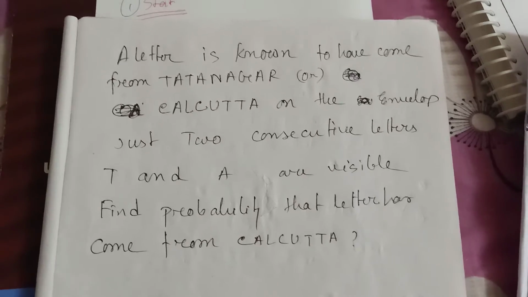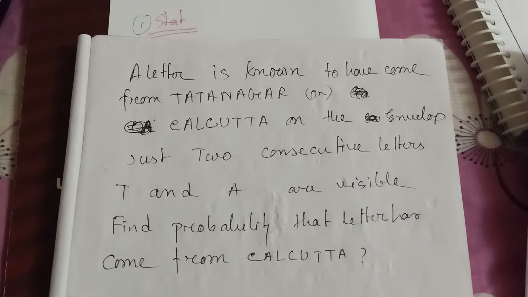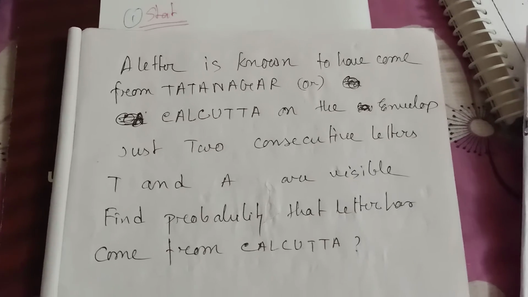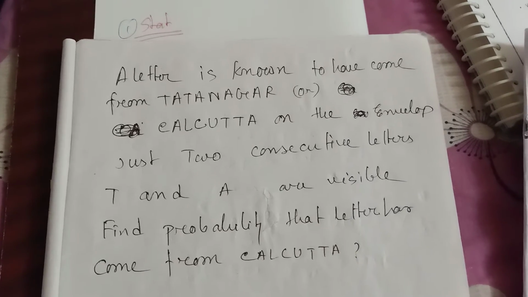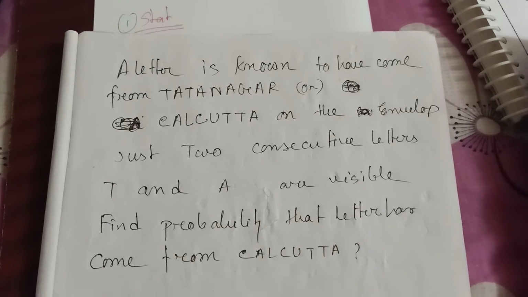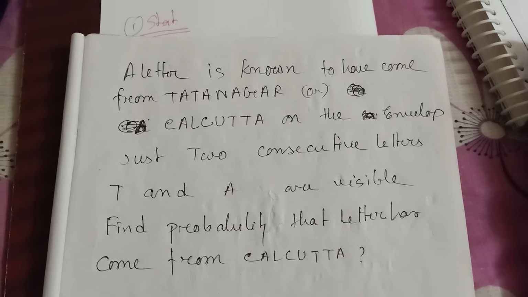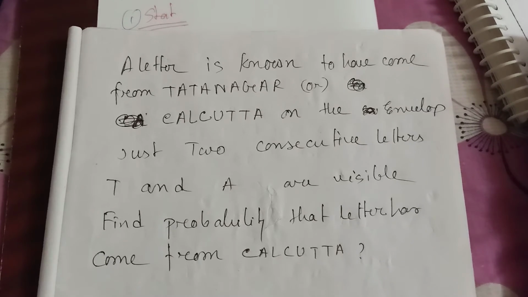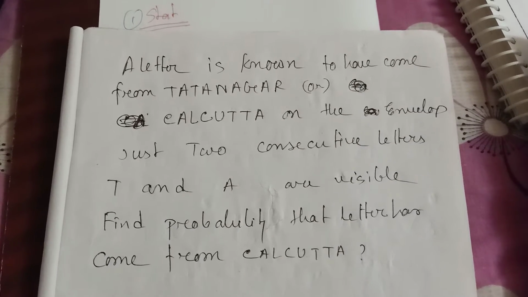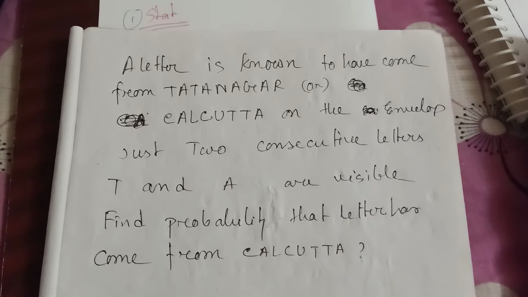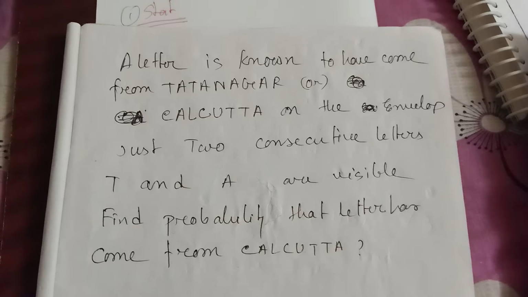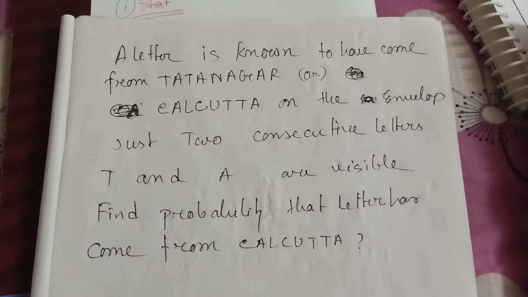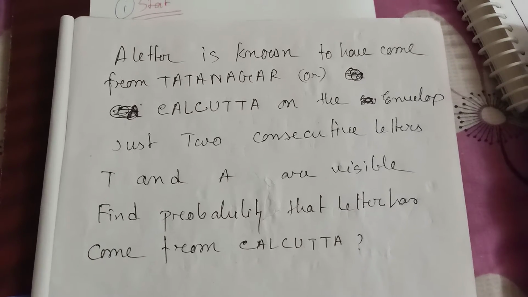So look at the next problem. A letter is known to come from either Tatanagar or Calcutta, as shown on the envelope. Just two consecutive letters, T and A, are visible. Find the probability that the letter has come from Calcutta.